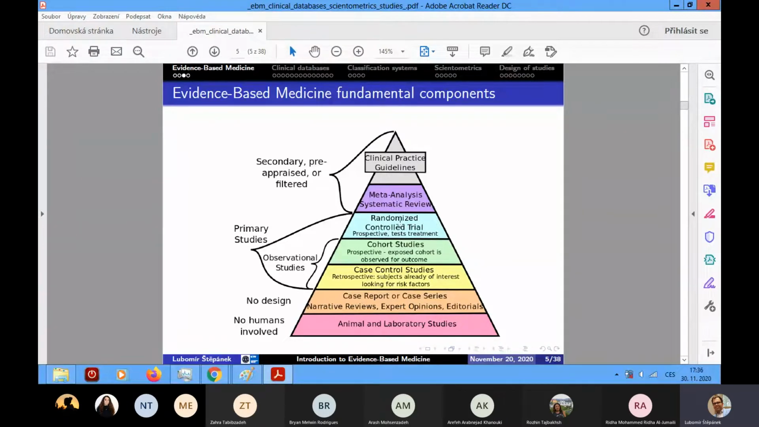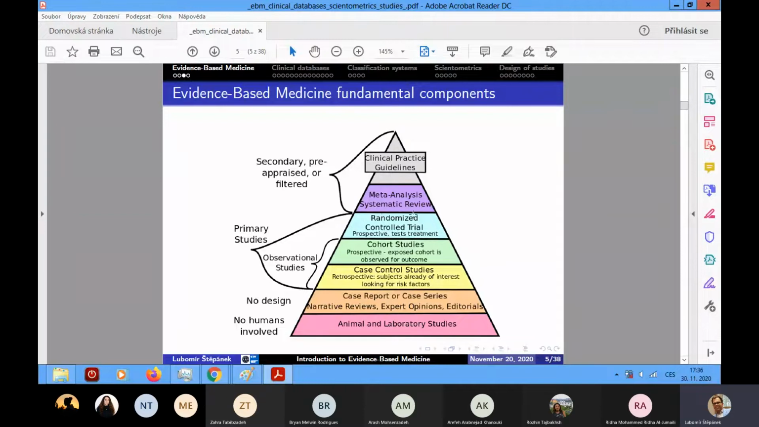Both of the groups are, for example, of patients with some diagnosis, and we would like to test a drug which could treat this kind of diagnosis. It's randomized. What does the word randomized mean? The word randomized means that the patients from one pool are randomly selected or split into two groups.